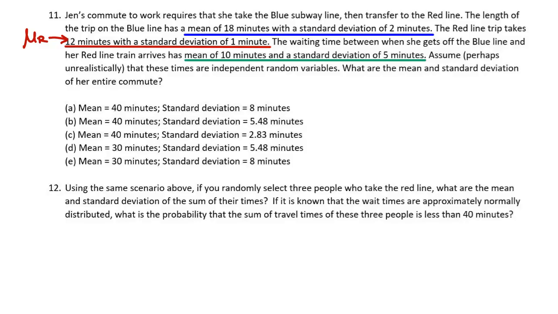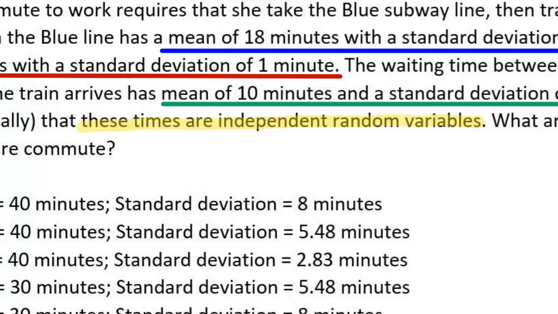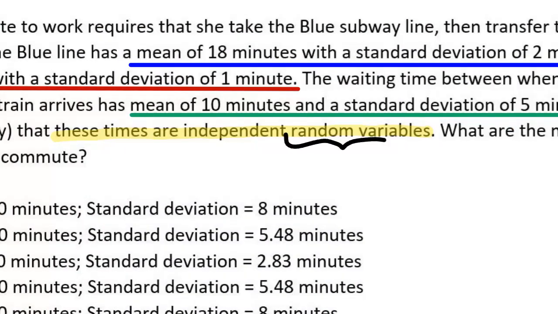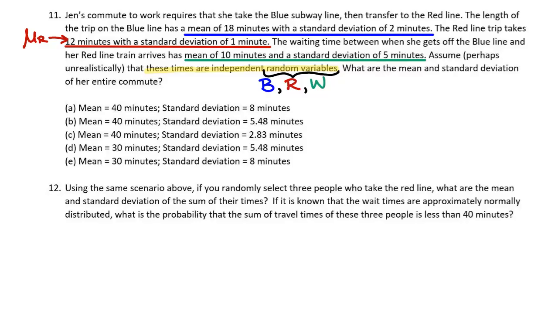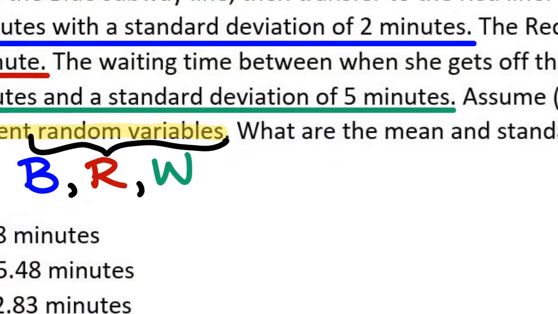Assume, perhaps unrealistically, that these times are independent random variables. They just told me that they are random variables. We have 3 random variables here: we have the blue line, we have the red line, and we have the wait time. That's what our 3 random variables are. What are the mean and standard deviation of her entire commute?